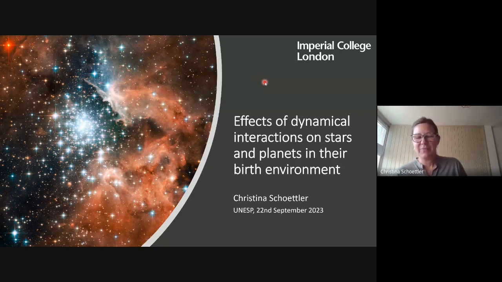What I'm currently doing, a little bit of what I have been doing in the past, and all throughout my PhD and now my postdoc position. I have been interested in the effects of dynamical interactions on stars and planets in their birth environment. We see one of those birth environments here on the left, and we'll see a few more further down the line. But stars do not form in isolation. They actually do form with other stars together. So there will be some effect of these environments on the evolution of stars and also on the evolution of planetary systems that might have already formed around these stars.